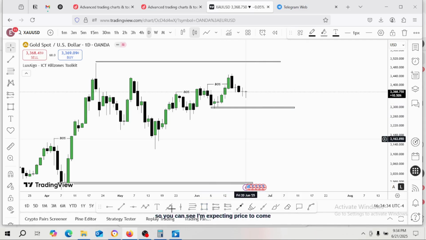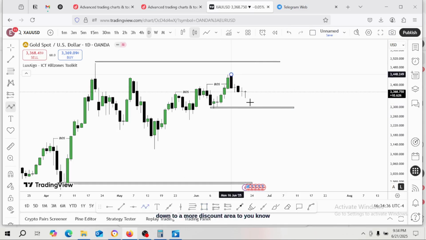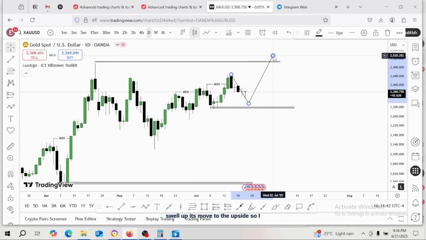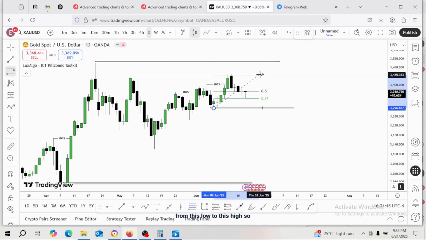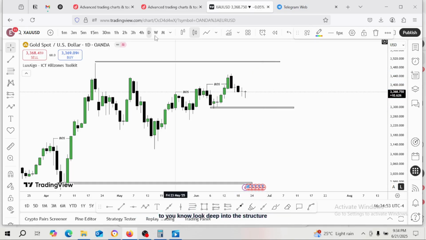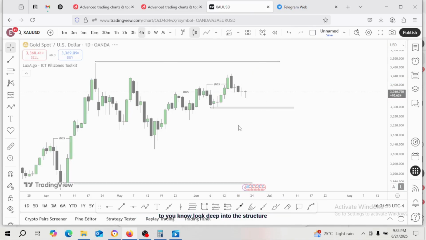So you can see I'm expecting price to come down to a more discount area to fuel up its move to the upside. I had that in mind also, and I took out my fib level from this low to this high. I saw that price was really approaching a more premium level. So I went down to the 4-hour time frame to look deep into the structure I have marked on the daily time frame.